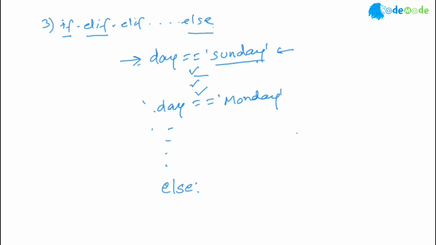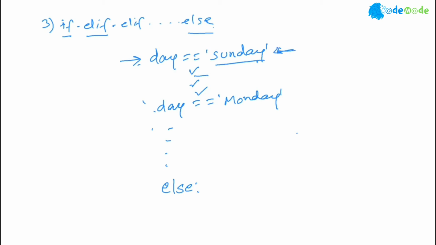Suppose you're writing a program that checks whether you go to a temple. You go to the temple on Saturday and Sunday. If you check Monday, Tuesday, and Wednesday first, you're not going to the temple anyway. Similarly, the majority of people go to the grocery on Saturday and Sunday. So you want to check first, is it Sunday? If yes, then you go to the grocery. So you have to remember to keep it on top.